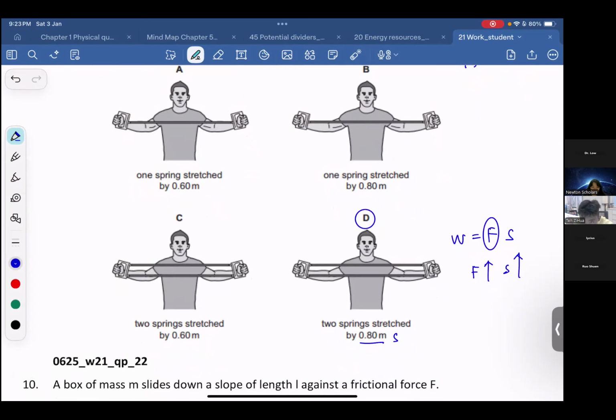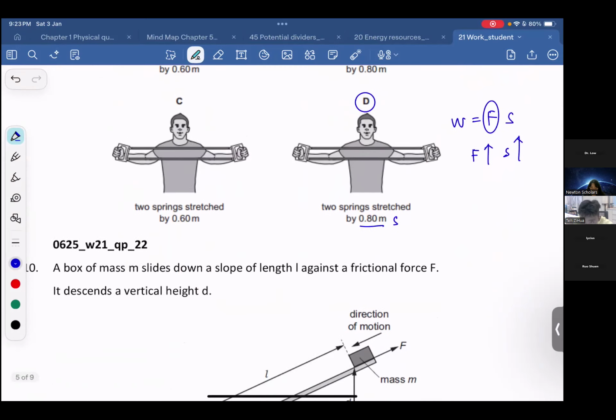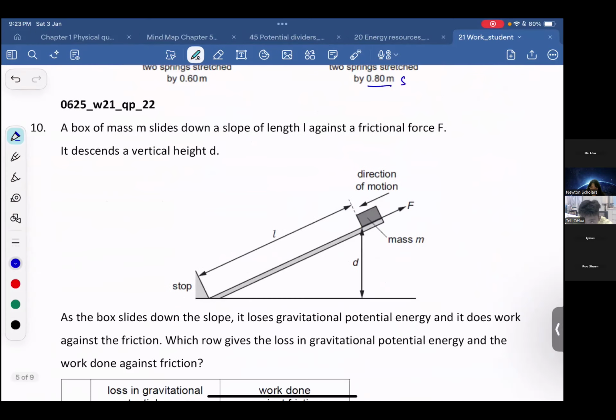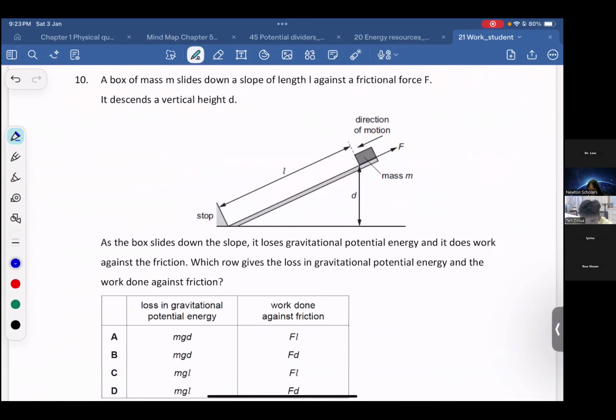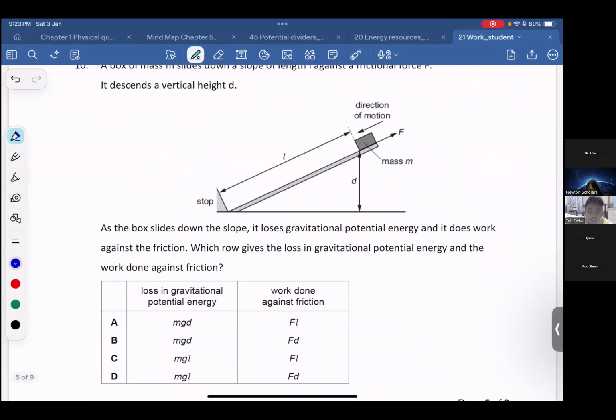Okay. Then we go to case number 10. A box of mass M slides down a slope of length L against the frictional force. It descends a vertical height d. As the box slides down the slope, it loses GPE and it does work against the friction. Which row gives the loss in GPE and work done against the friction? So what do you think?